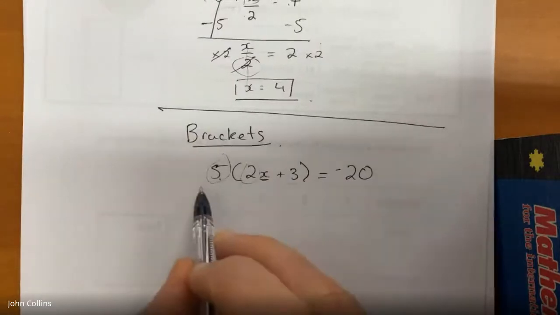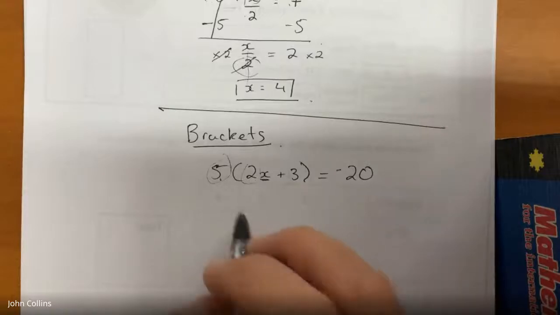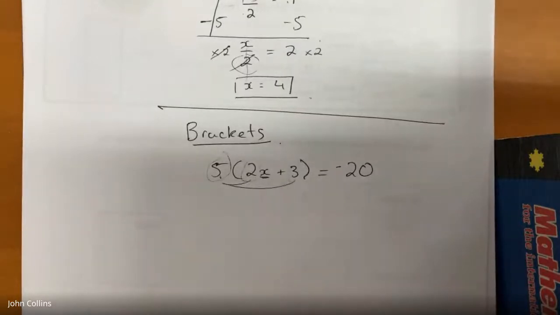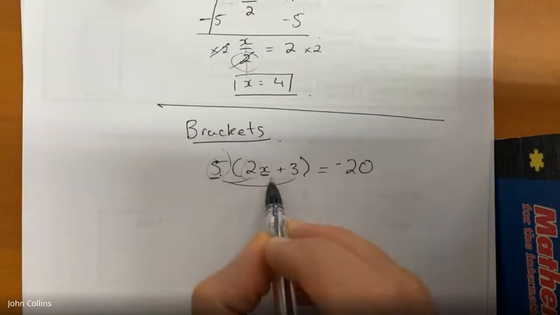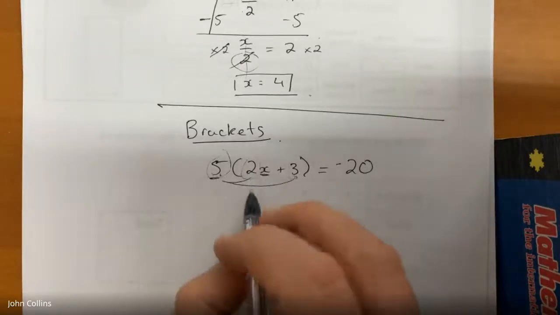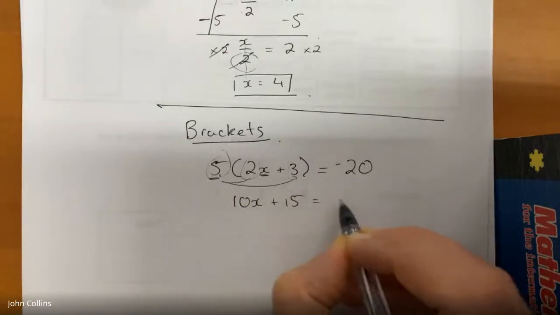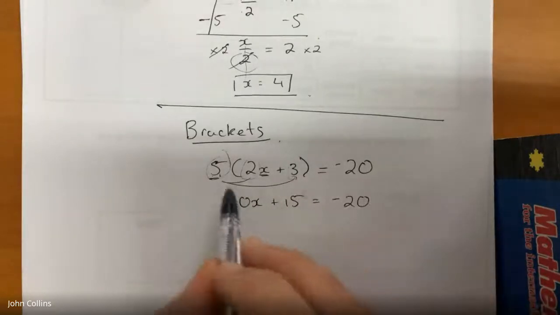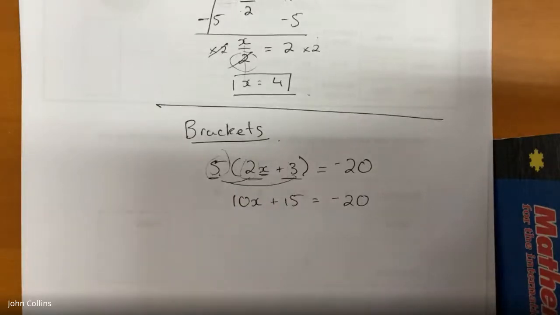So I could divide both sides by 5 to start, but I'm going to multiply and get rid of the brackets first, using the distributive rule. So we did this earlier on, the distributive rule. In other words, multiply 5 by both these. 5 times 2x gives 10x. 5 times 3 gives 15. And that equals still negative 20. So remember, if a number is outside the bracket, it's got to be multiplied by both terms.